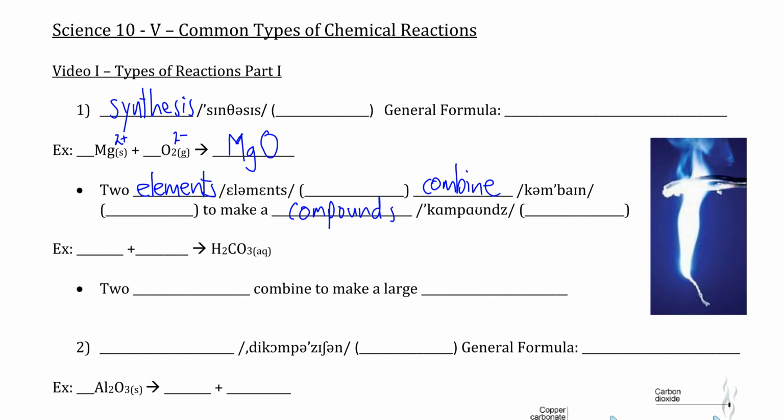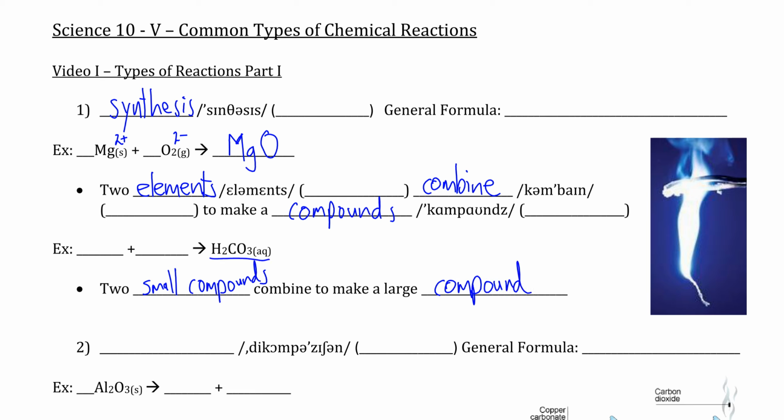+2 minus 2 is 0, which means that we only need one of each atom, so our formula is going to be magnesium oxide. However, we can see a different type of synthesis reaction, and this is where we take two small compounds that do the same sort of thing as the elements in the previous reaction. The two compounds come together and combine in order to make a larger compound.